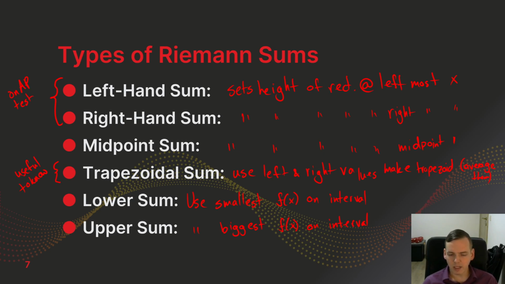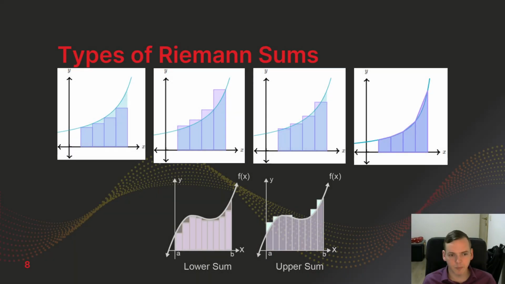The good thing about the left, right, and trapezoidal sums, actually the first four, left, right, midpoint, and trapezoidal, is that you can write a generalized equation for those. Lower and upper sums, you can't always write a generalized equation because you kind of have to know what's happening with the function in a given region. So let's take a look at these.